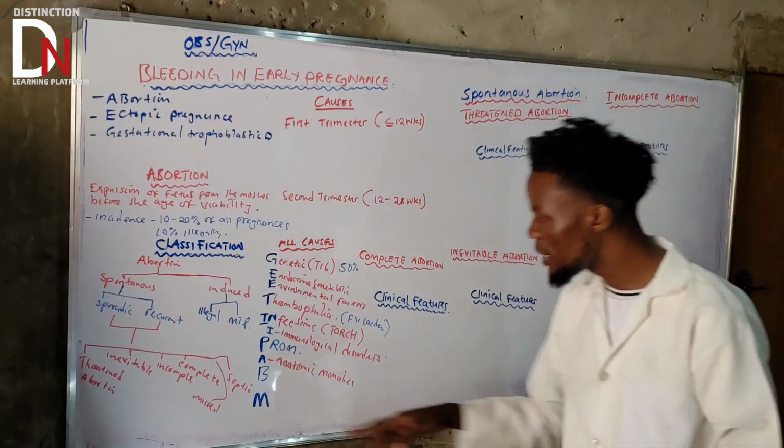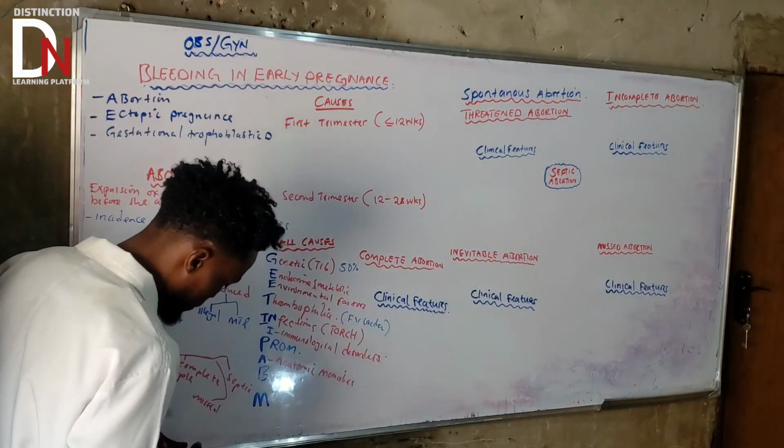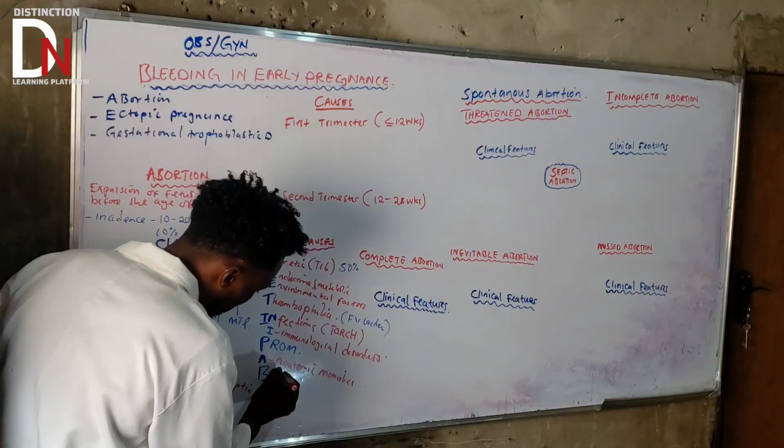Then let's go to B. B, which is very, very important. B stands for what? Blood groups. Okay, so blood group.